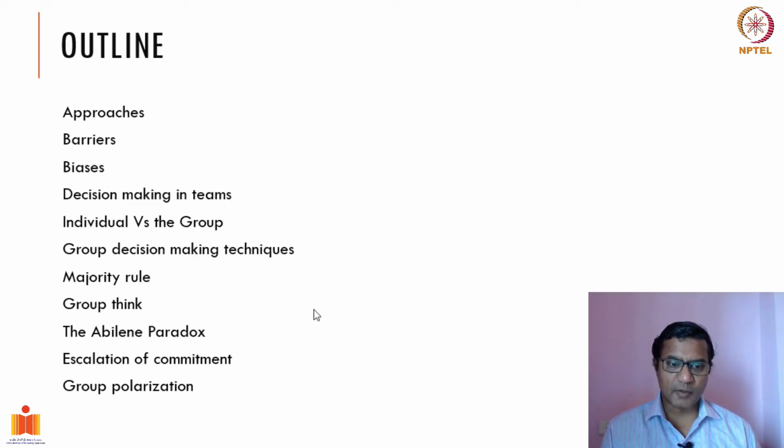We'll also look at some of the problems in group decision making, or the kind of problems which groups may encounter when they make decisions. These are majority rule, groupthink, the Abilene paradox, escalation of commitment, and group polarization.